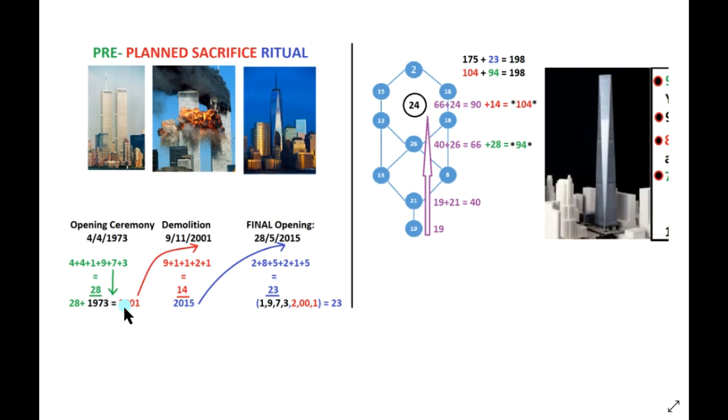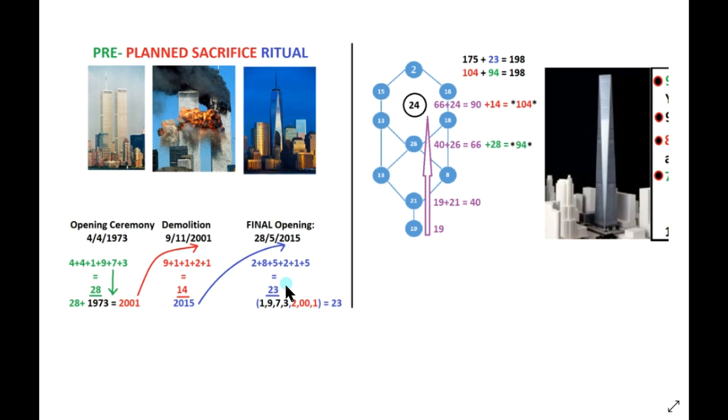9/11/2001. Now let's do the same thing. We are not playing games. Sum all the digits. How much do you get? 14. 14 plus 2001, what will it give you? It will give you 2015. 2015, that's the final opening date of the observatory in the One World Trade Center. Not only that, if you sum again the digits of this together, how much does it give you? 23. So the full date of the final opening is also related again to the date of the first opening of the Twin Towers and the demolition. When you sum 197321, it also gave you 23.